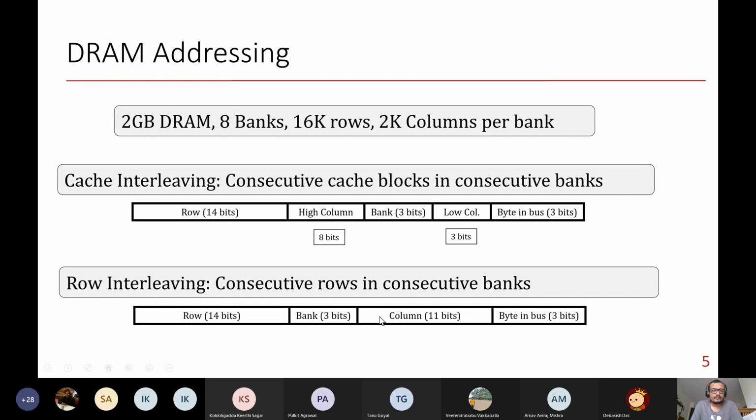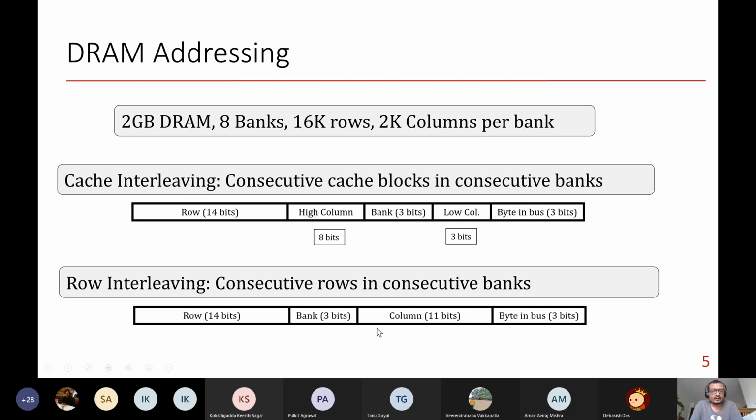Which means all the consecutive rows, row number 0, 1, 2, 3, 4, 5, and all, will now be mapped to consecutive banks, because the row number is here. The moment you put the column bits here, that means a particular bank is containing a particular row. And if you scatter your requests across banks, you will find consecutive rows, right?